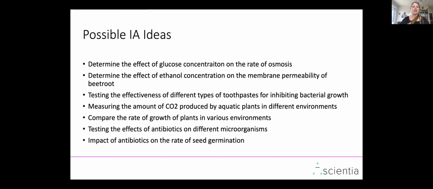So I was asked to come up with some possible IA ideas, since that's kind of the hardest thing that everyone has to come up with. They never know how to start. I didn't either. So these are some possible ones. You can go through these on your own as well later on.